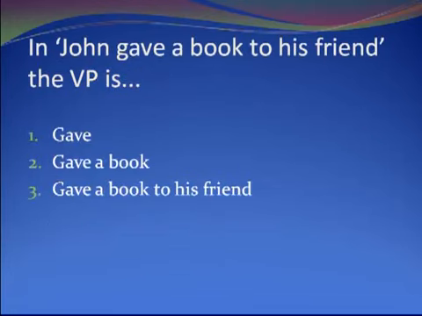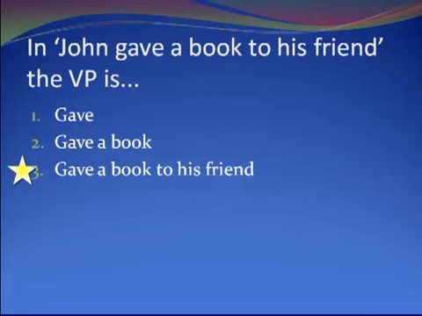Okay, let's try this out. So in John gave a book to his friend, what is the VP? Well, try it out. John gave a book to his friend, and you did so too. Yeah, you can say did so too, because the tense in John gave a book to his friend is past tense. So you're saying John gave a book to his friend, and you did so too. What did you do? You gave a book to his friend. So that's the verb phrase.